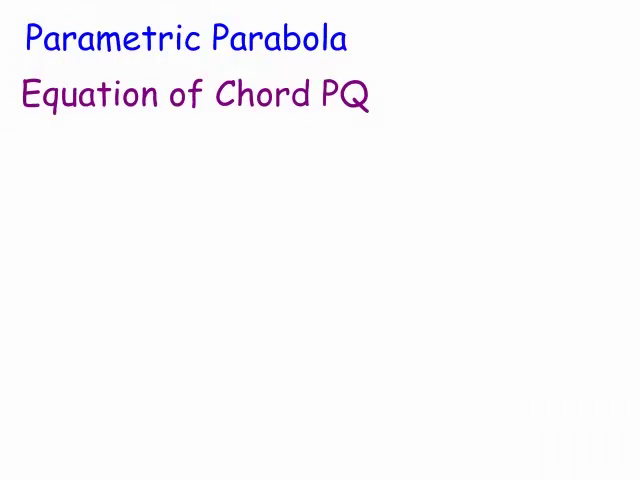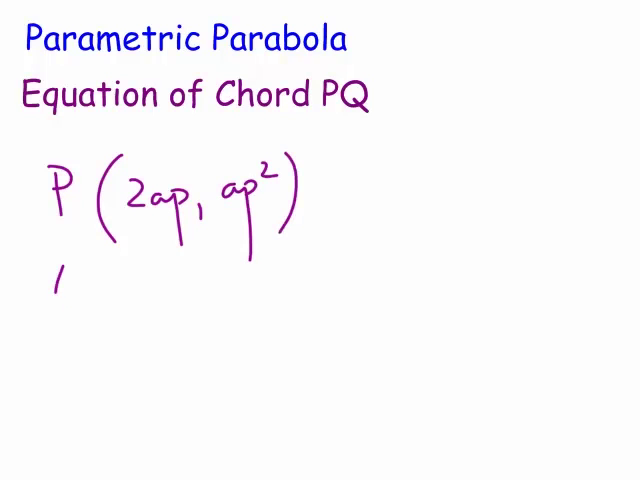Today we're again looking at the parametric parabola, and this time we're looking at the equation of the chord PQ. First up, let's write down the coordinates of P and Q. I think that's the best way. We know P is the point where the parameter is p, so it would be 2ap, ap squared. And Q will obviously be at 2aq, aq squared.